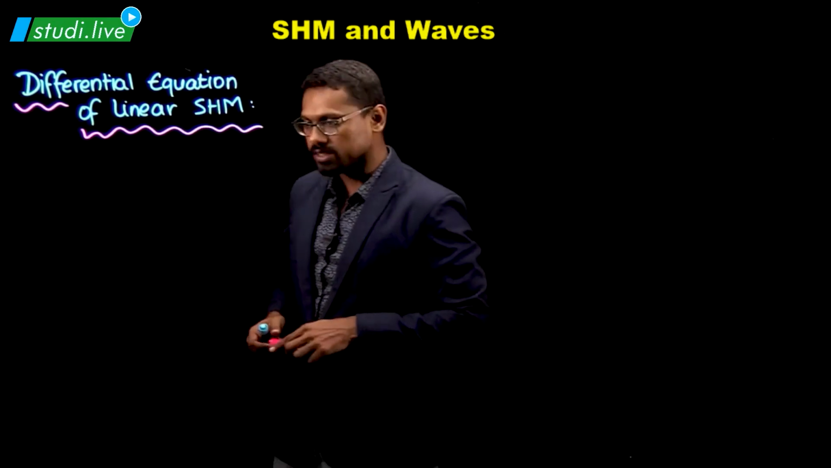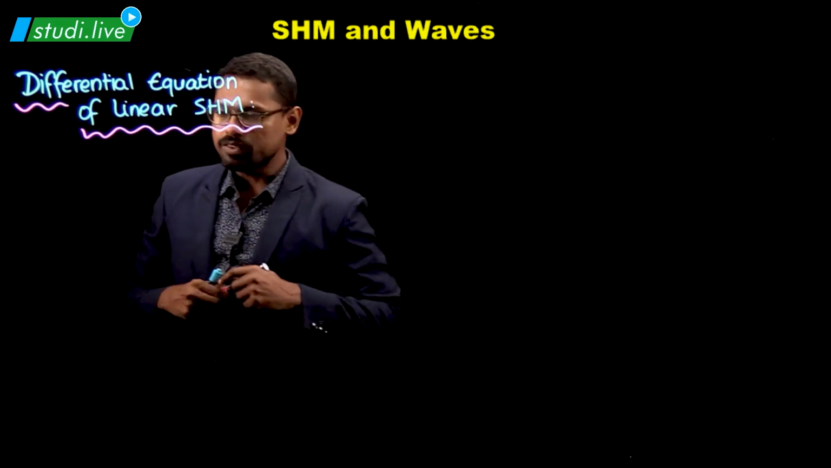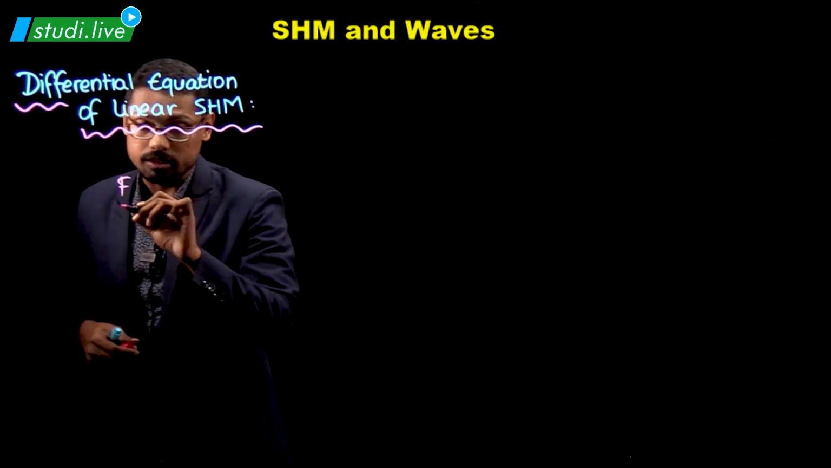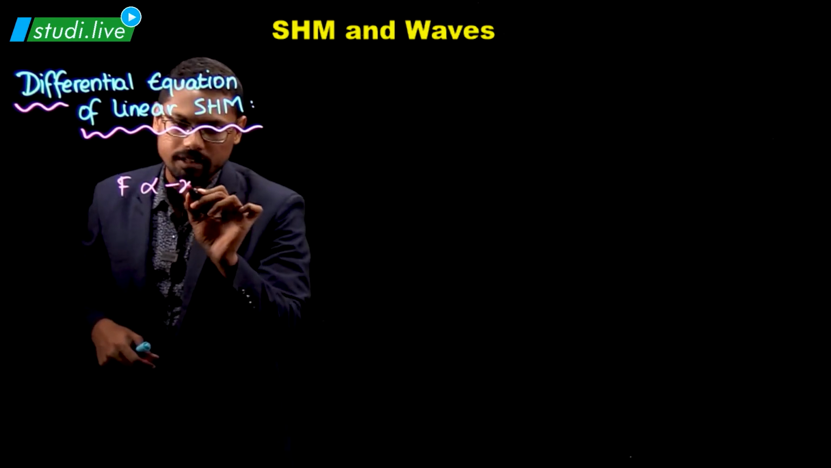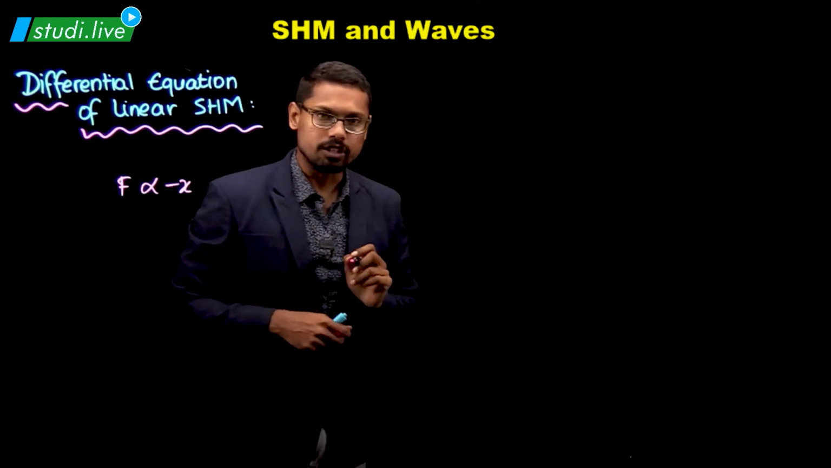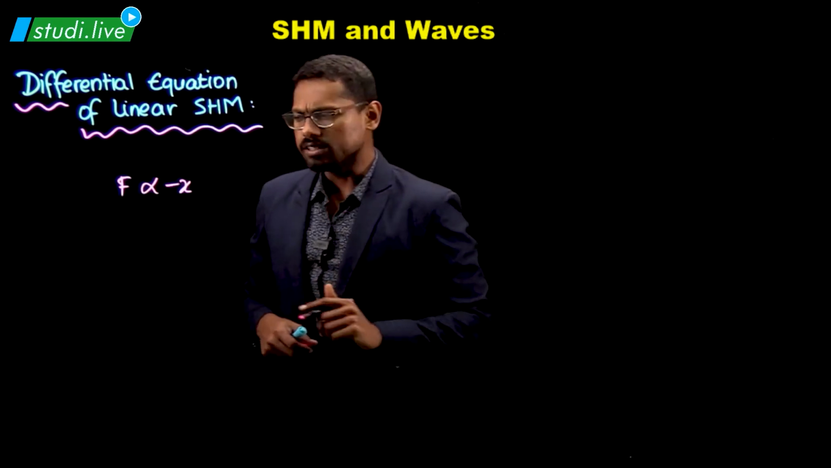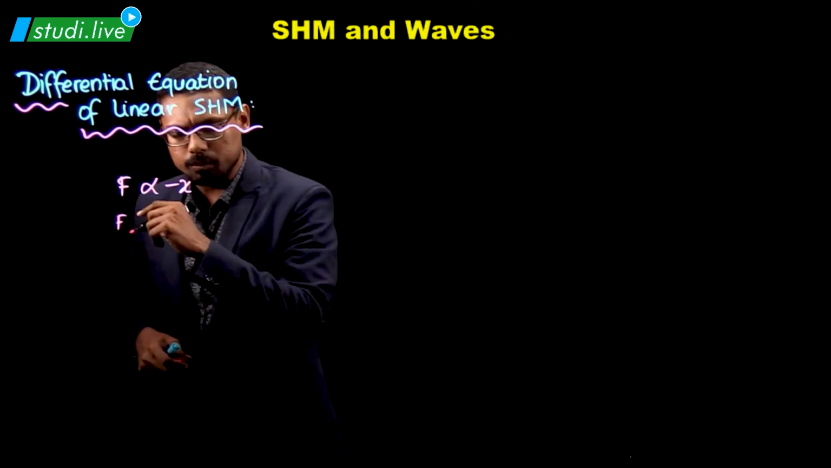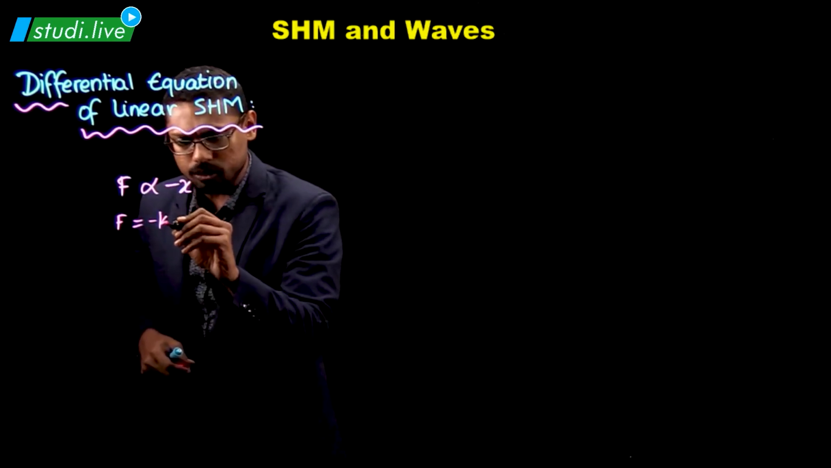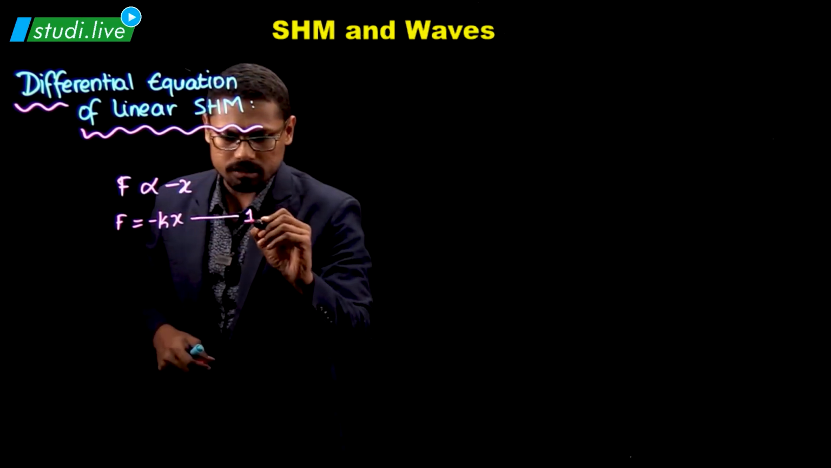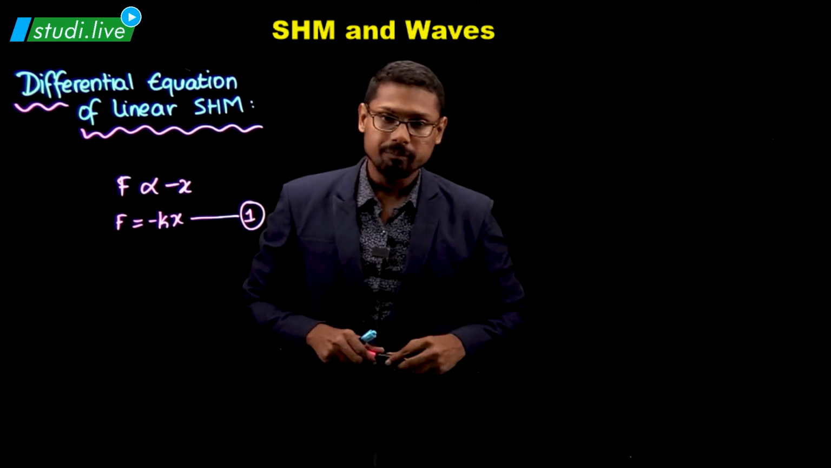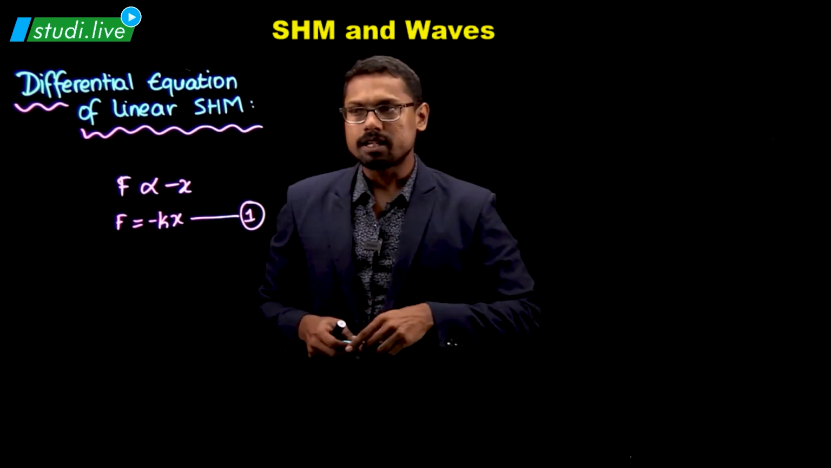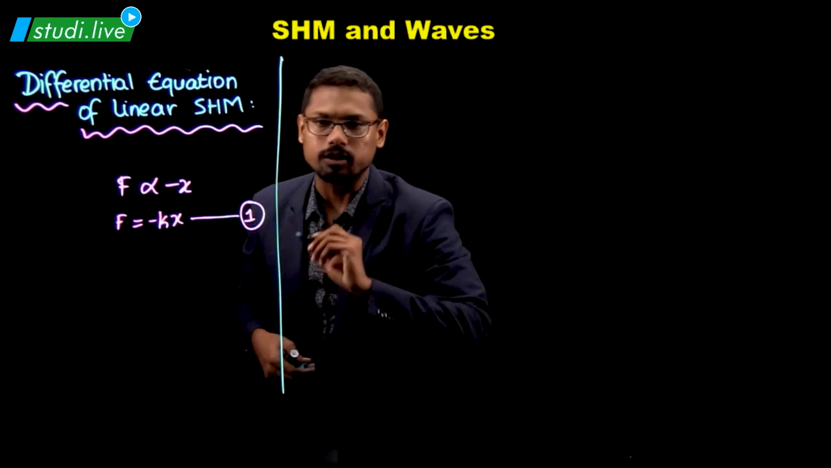So let's start. We studied in the previous session that if the restoring force is directly proportional to minus x, where x is the displacement, I understand that if I decide to remove this proportionality, I will have to introduce a constant, and that constant is k, where k is called the force constant.